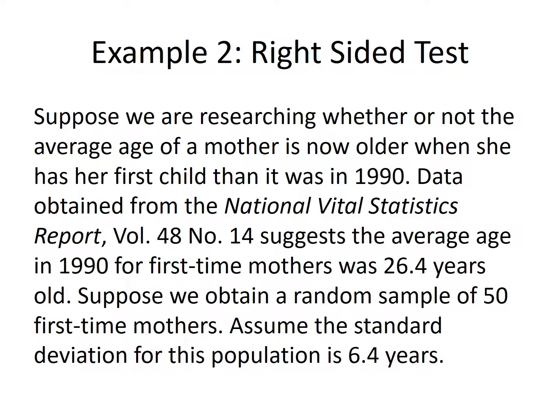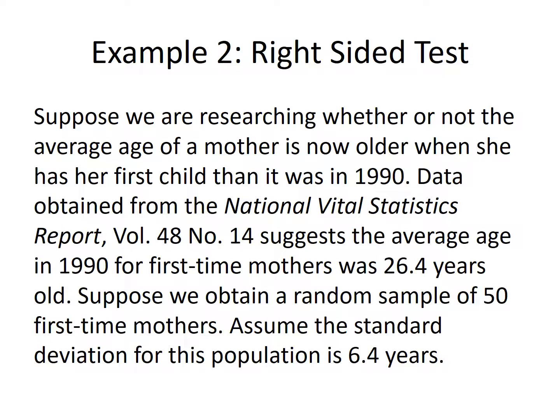Let's look at another example for a right-sided test this time. Suppose we are researching whether or not the average age of a mother is now older when she has her first child than it was in 1990. Data obtained from the National Vital Statistics Report, volume 48, number 14, suggests the average age in 1990 for first-time mothers was 26.4 years old.